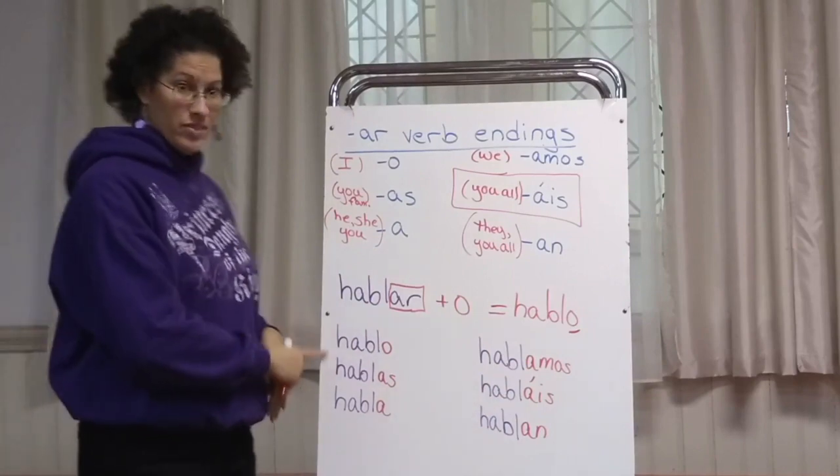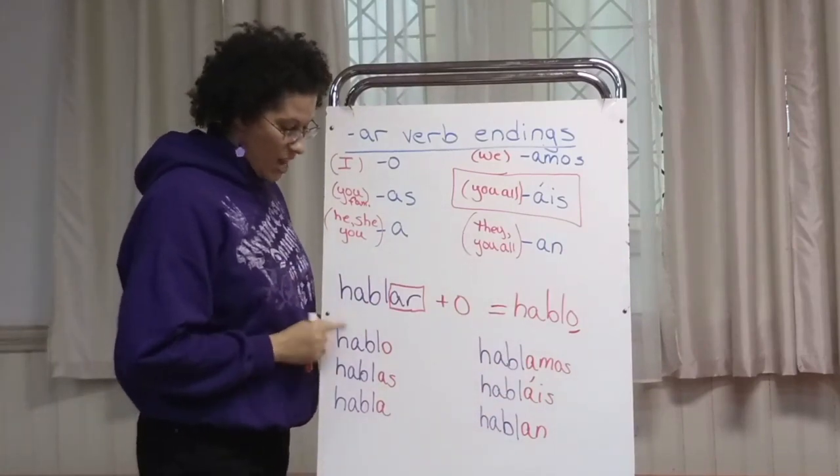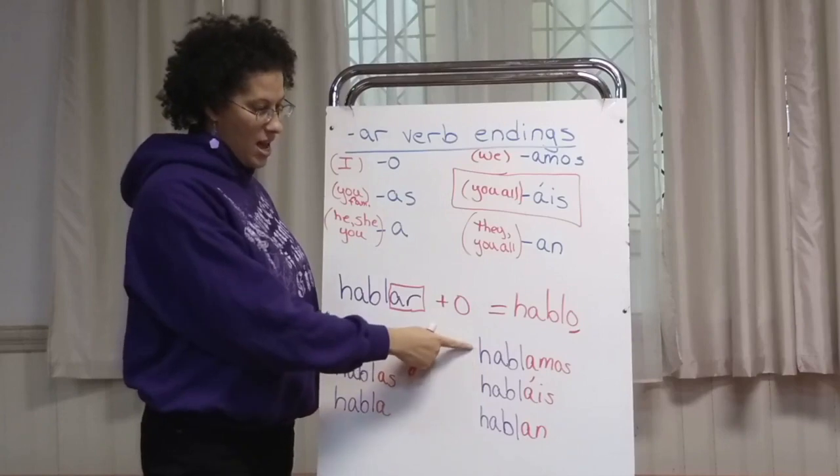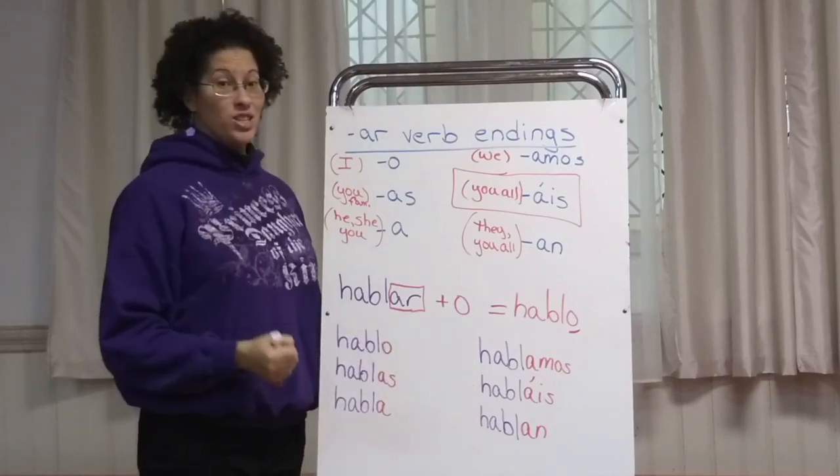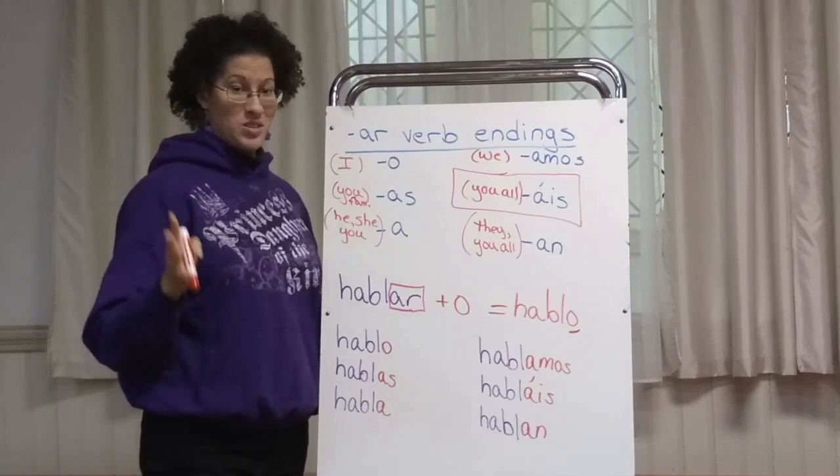So can you just read all of these right through with me, and you're almost done. Hablo, hablas, habla, hablamos, habláis, hablan. You're done, you did it, you just learned how to conjugate a verb in Spanish.